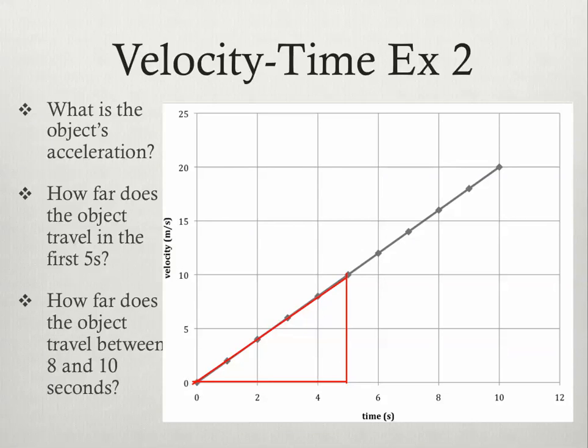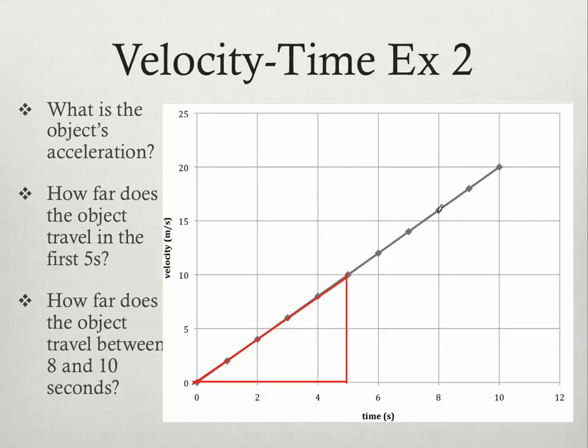Let's talk about displacement. Let's look at this example. We actually put some numbers on it this time. So first, what is the object's acceleration? Because the line is straight, we know that its acceleration is constant, so we can get it at any point and it will be the same value. So let's do it over here where there's not anything else written.